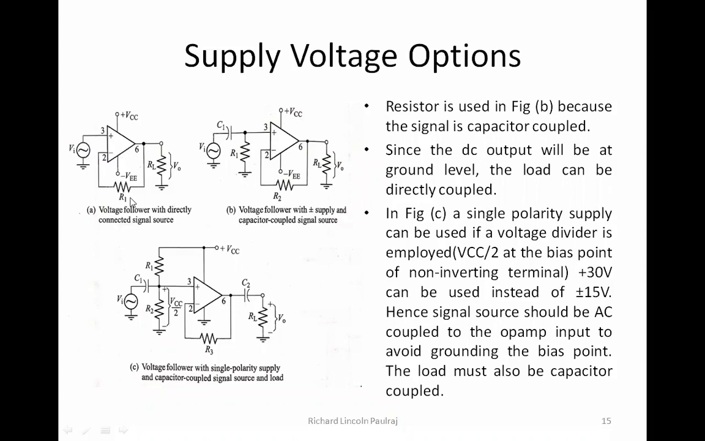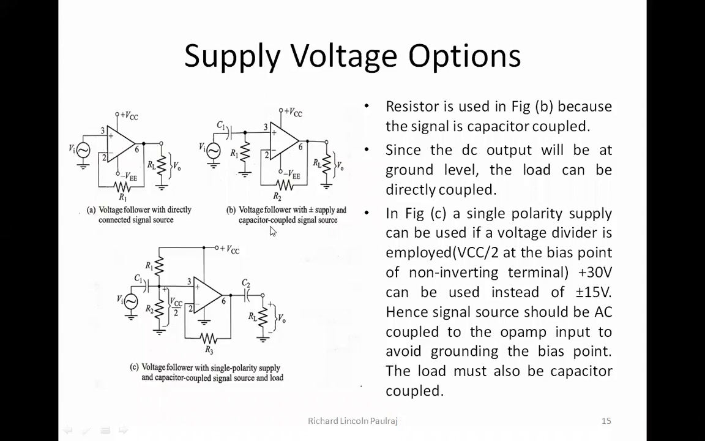So we had seen these three configurations with the op-amp. The first one was voltage follower with directly connected signal source. We call it voltage follower because whatever is the input, the same thing comes across your output. So we have a signal source here.